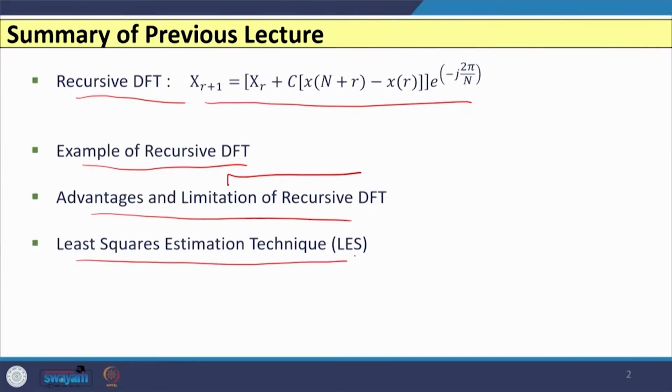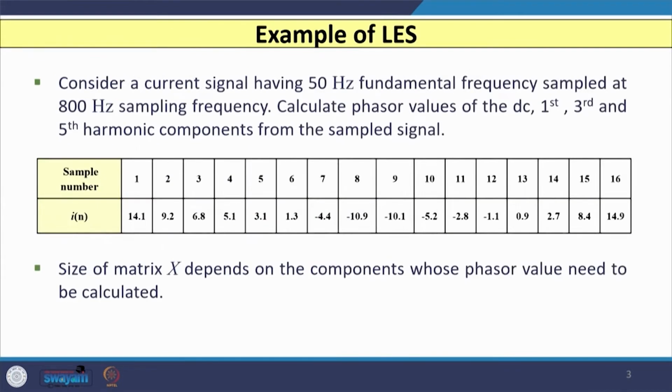And finally, we discussed a new phasor estimation algorithm, that is the LES technique. Now, let us consider one example of this LES technique. To understand this, let us consider a current signal having a fundamental frequency of 50 hertz, and this signal is sampled with a sampling frequency Fs equal to 800 hertz.